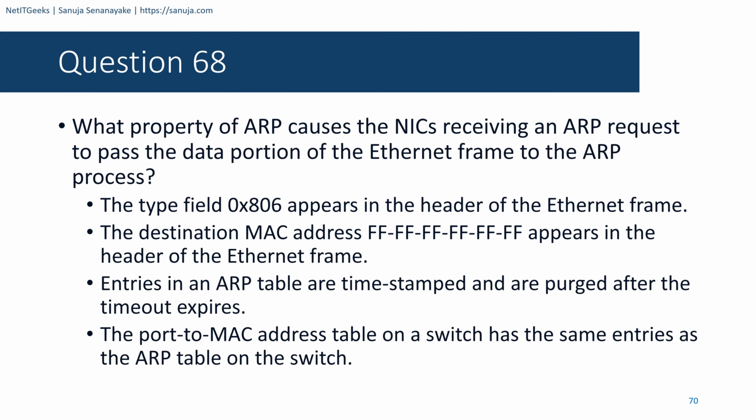Question number 68. What property of ARP causes the NICs receiving the ARP request to pass the data portion of the Ethernet frame to the ARP process? I think I have asked this question before. I may have repeated this question. Here are the answers again; I'm not going to repeat the same answers that I have gone through previously. If you look at the answers, the answer to this question is D, the type field 0x806 appears in the header of the Ethernet frame.